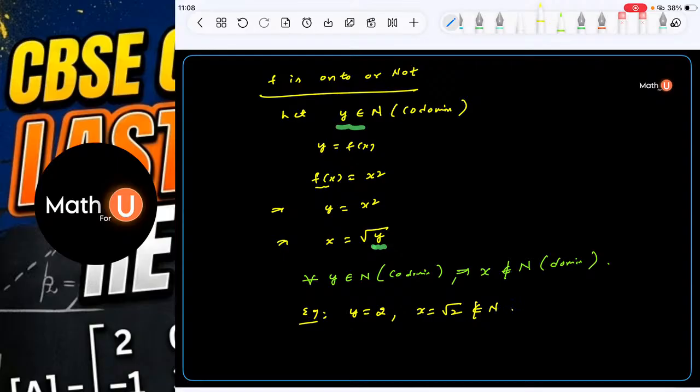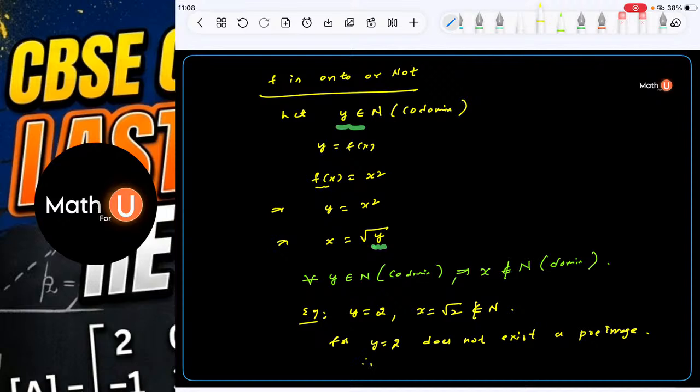Okay, that means for y equal to 2, there does not exist a pre-image. That means there is no x value. Pre-image doesn't mean there is no x value in the domain. There does not exist a pre-image.